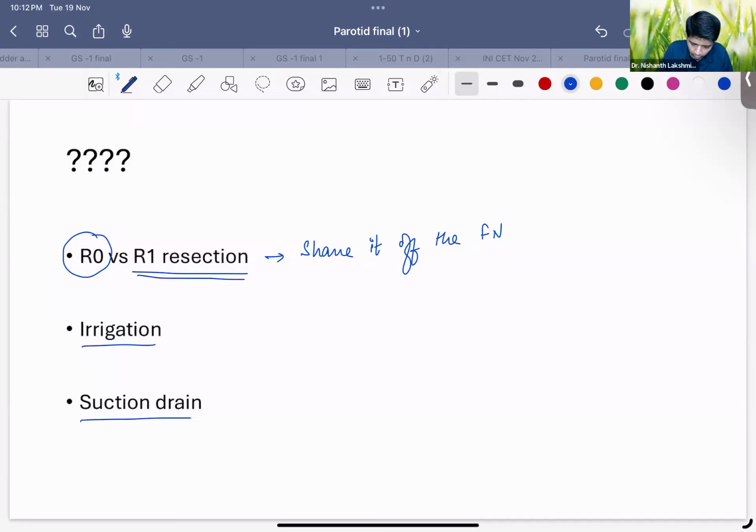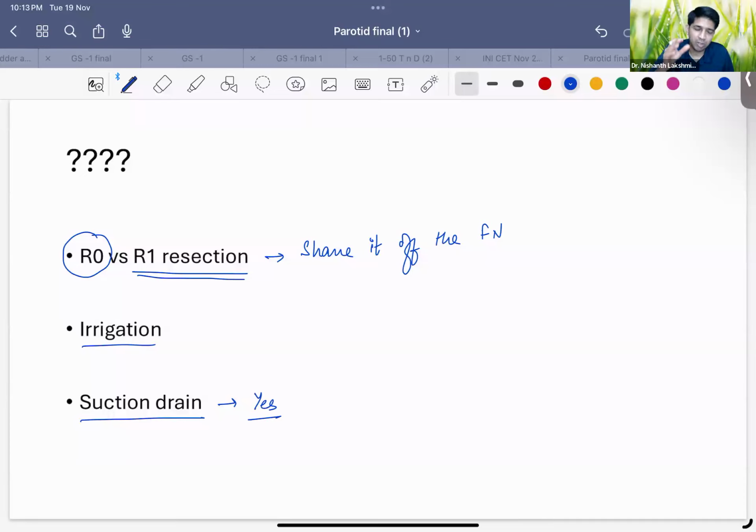Okay. Last point before I get the seniors in is, do you think you need to use a suction drain? Yes or no? They say that because there's a raw surface, there is a chance you can have seroma. Cosmetically, it's bad. You can have a sialocele there. So routine placement of drain is recommended.